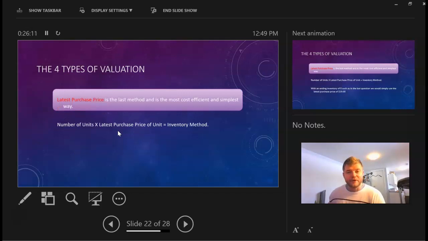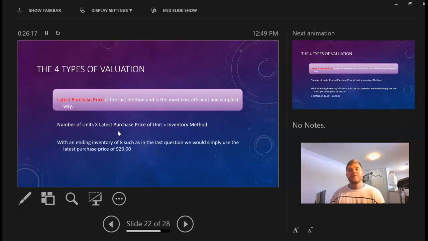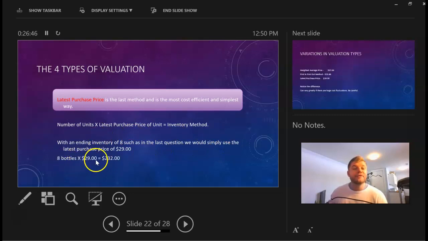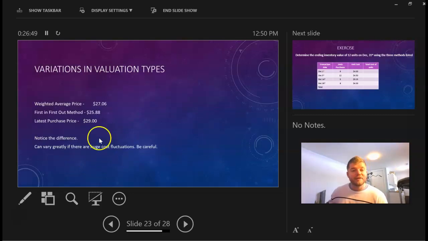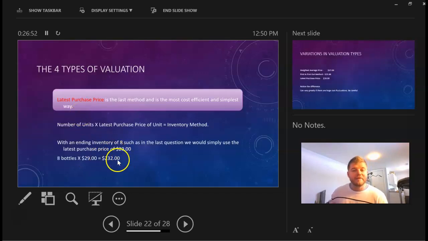And then there's the latest purchase price. This is the one that the industry uses the most. The theory behind it is we are going to value our inventory at the price that we bought it the latest, or the last. Basically, if we had to buy more, I can only reasonably expect that I'll pay what I just paid. I don't know if it went up or down. I don't have a crystal ball. But if it was $29 last time, I'm going to assume that's what it's worth, $29. So if you have 8 bottles and they're worth $29 each, that's $232 in inventory.